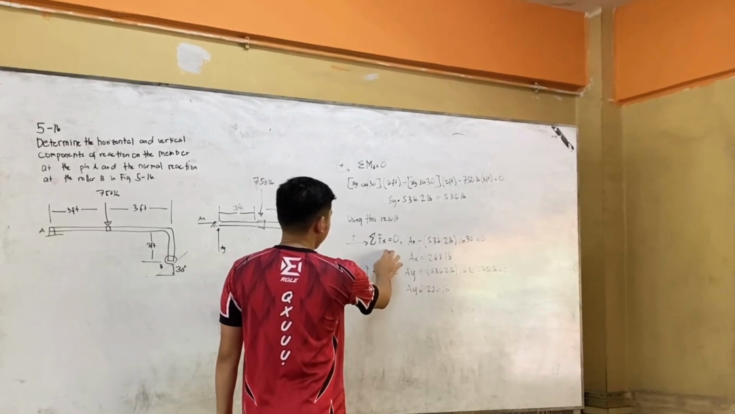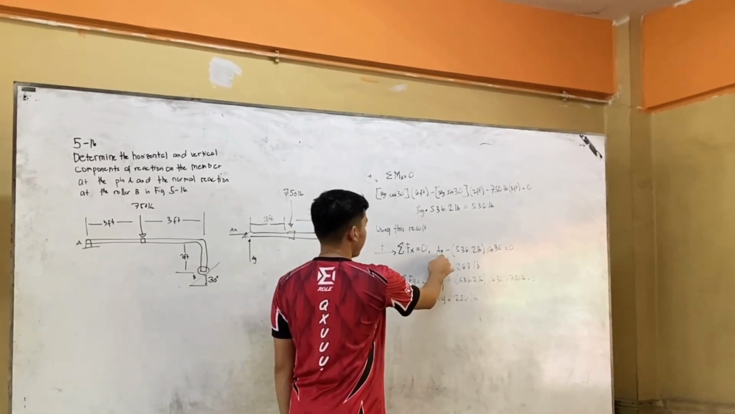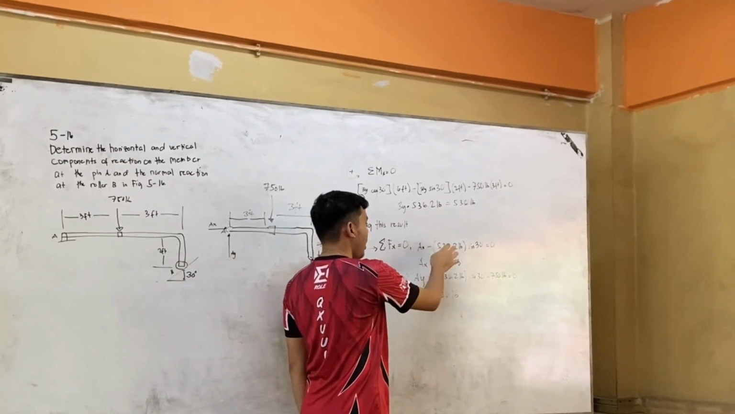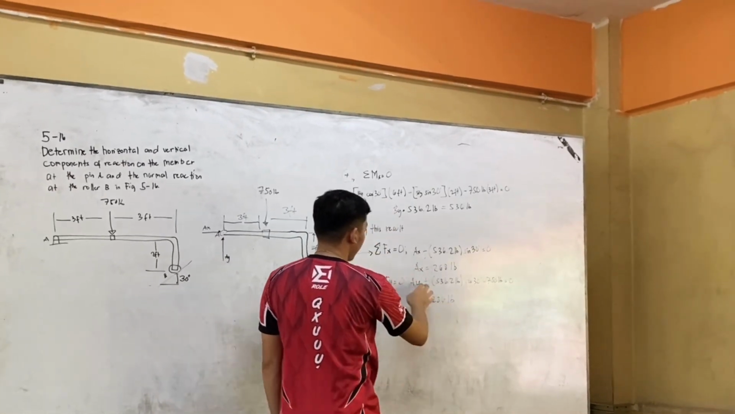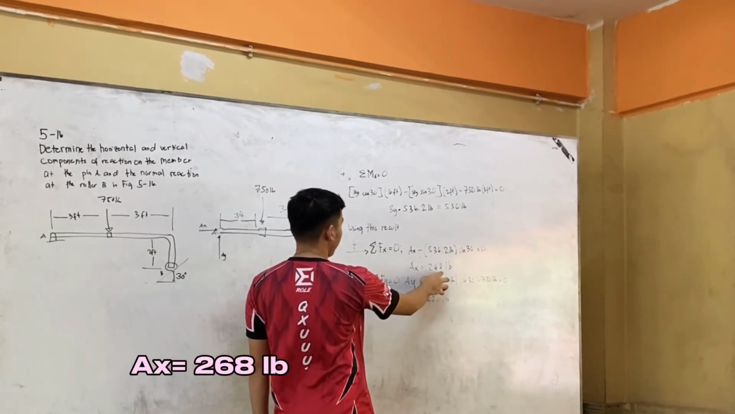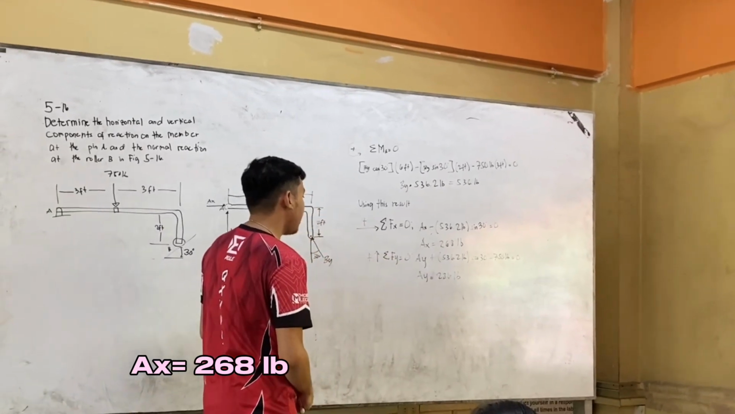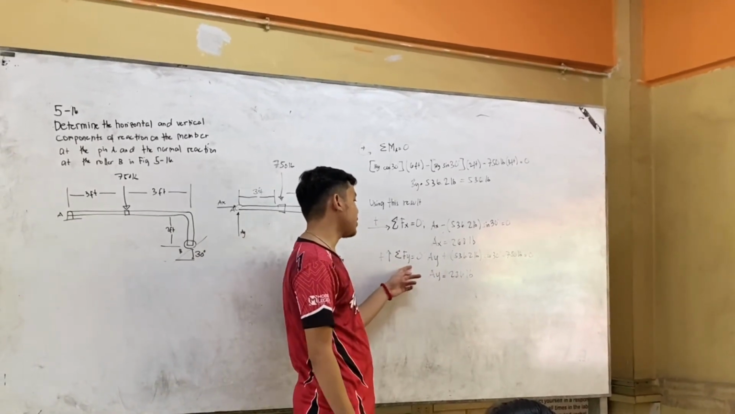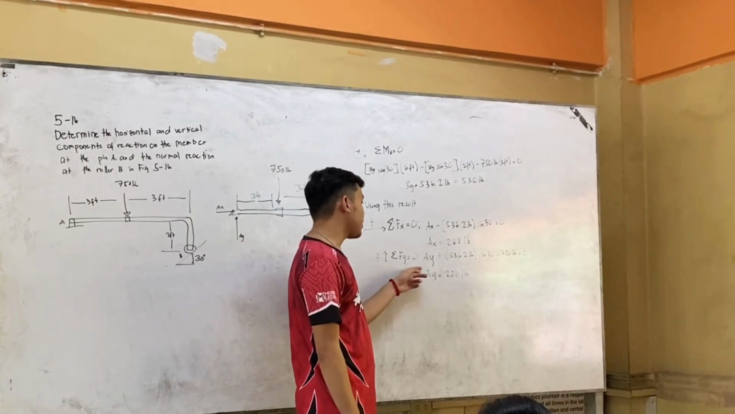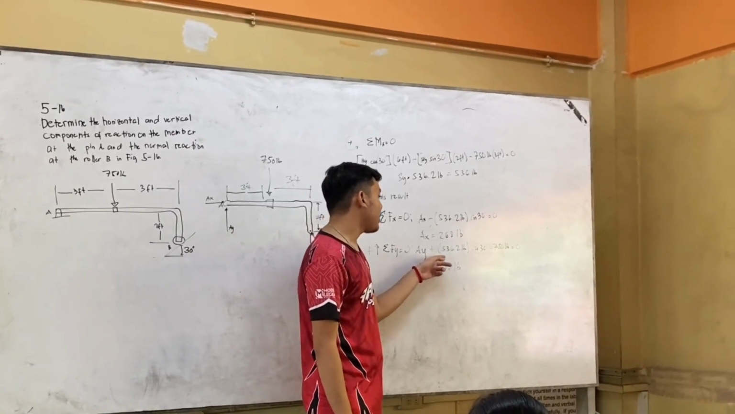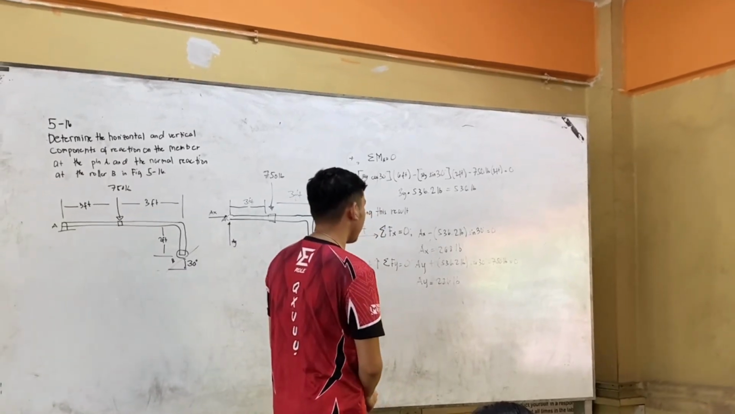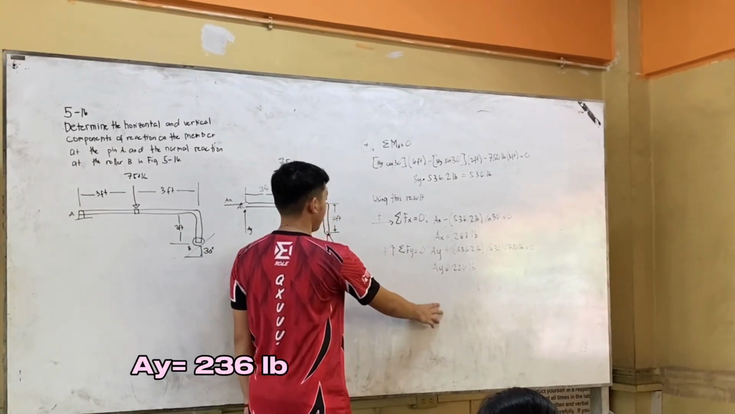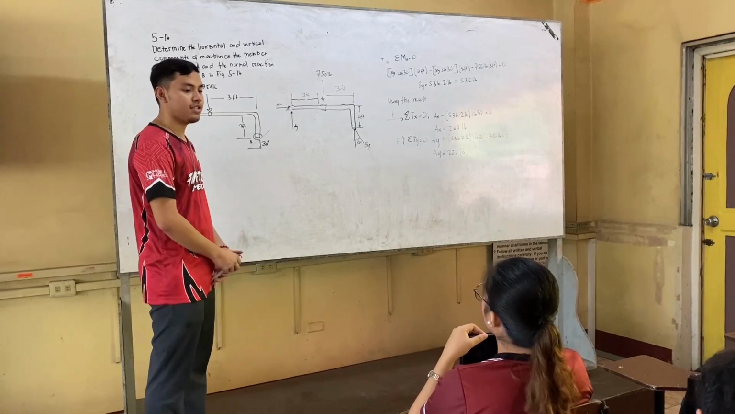Our summation of Fx is equal to 0. Our Ax is minus 526.2 sine 30, so our Ax is 268 pounds. And our summation of Fy is equal to 0. So Ay plus 526.2 cosine 30 minus 750. Our Ay is 126. Questions?